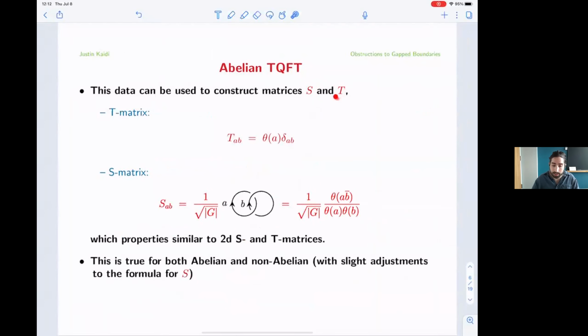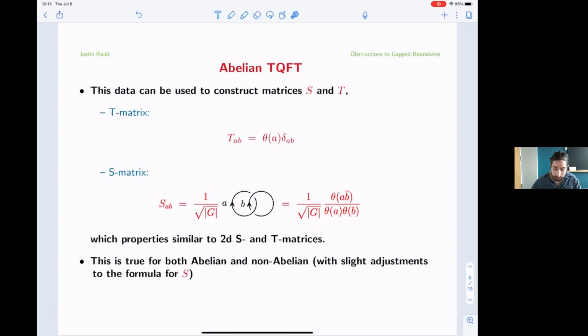And these are namely the S and T matrices. So I define matrices S and T as follows. I'll define T to be a diagonal matrix, where on the diagonal, I just have these spins. Okay. So this is extremely simple. And then I'm going to define the S matrix, and the S matrix is defined as shown. So I have this ratio of the spins, and then I divide by the order of the one-form symmetry group.